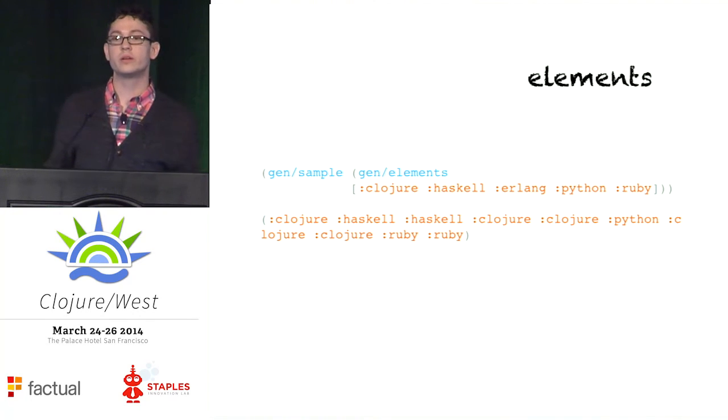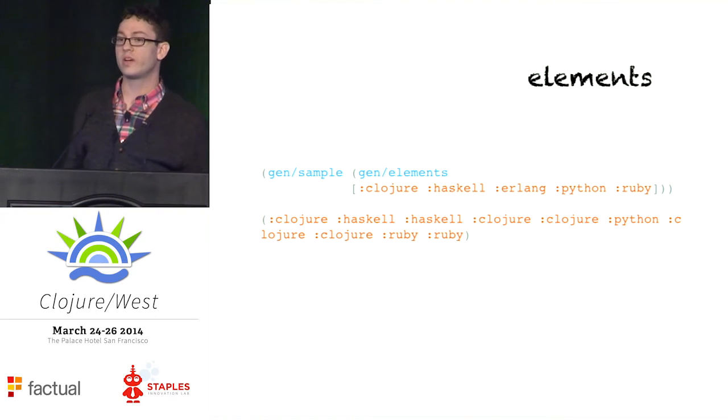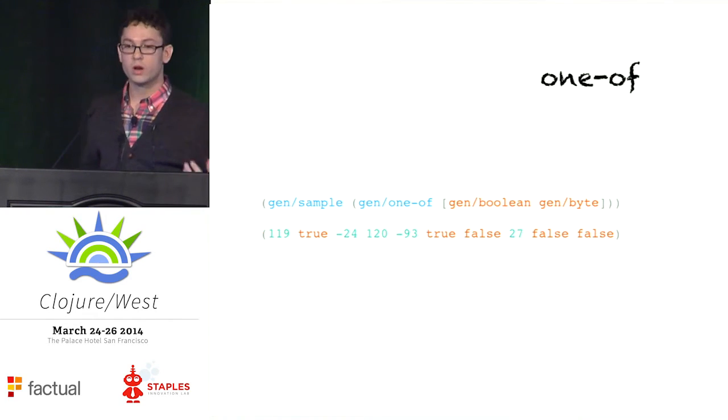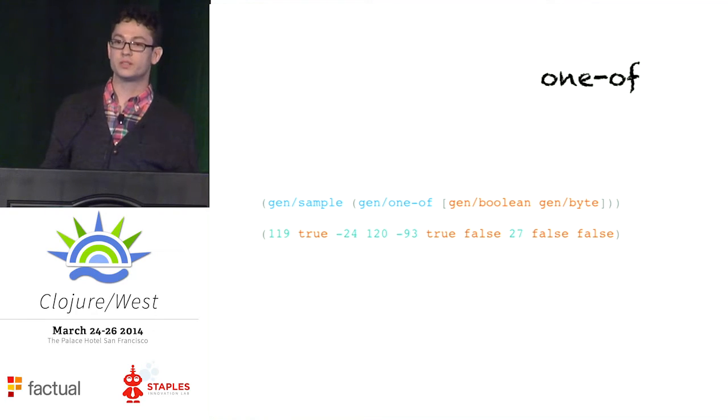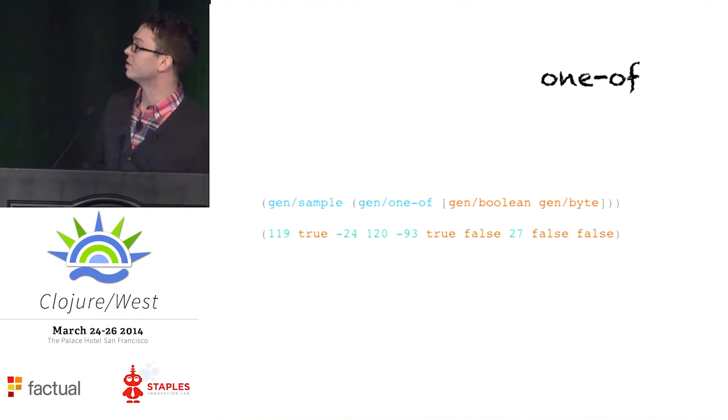We can create a generator that chooses a random element from a list. So we can enumerate our values. In this case, we're going to enumerate some programming languages, and then gen/elements is just going to choose one at random. gen/one-of allows us to do a similar thing, but instead of choosing between different elements, we can actually choose between different generators. So in this case, we're going to randomly alternate between Booleans and bytes. So we see 119 is how a byte gets printed. So these are bytes, and then we can alternate between Booleans as well.